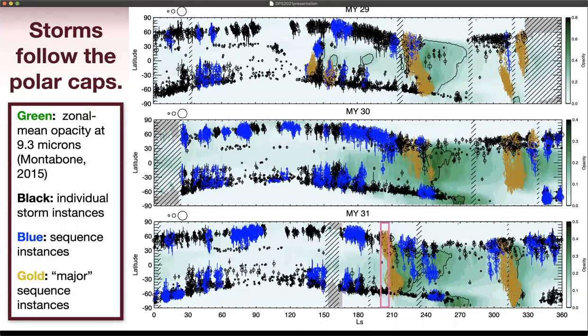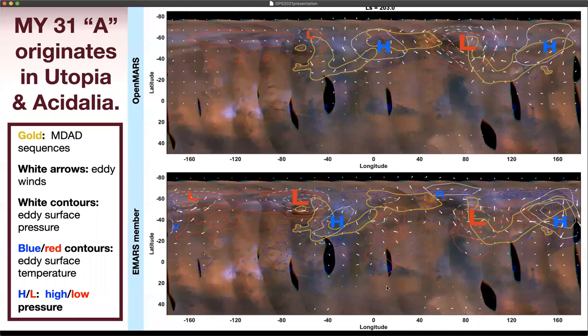To put this in context, we're only going to focus on a very small period of time when the Northern Hemisphere baroclinic eddies were most important for the development of this A storm. And this A storm contributes most of the opacity shown here in green for Mars year 31 before the winter solstice. Again, the gold storm is the entirety of the A event, but we're only going to focus on a small portion of that.